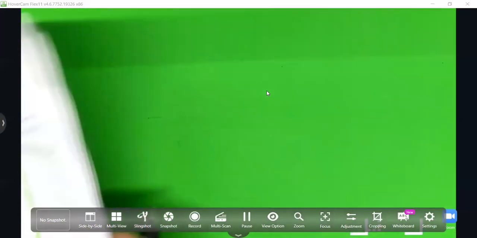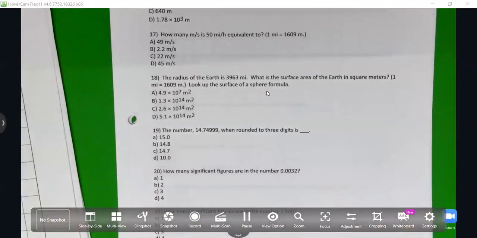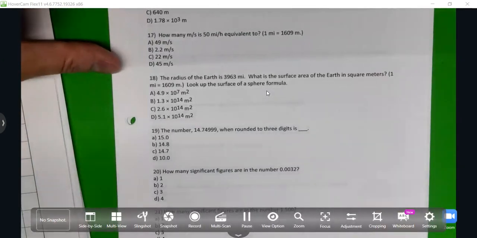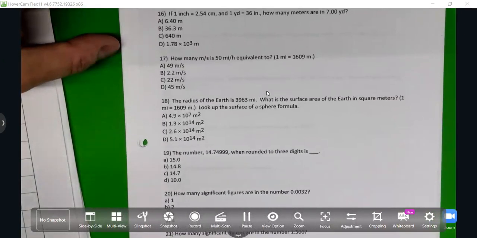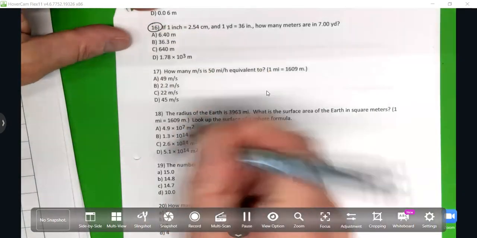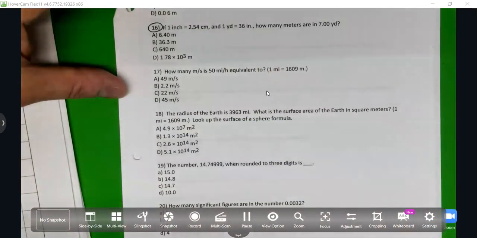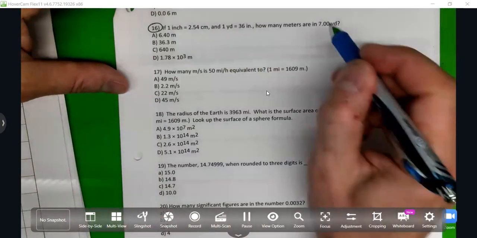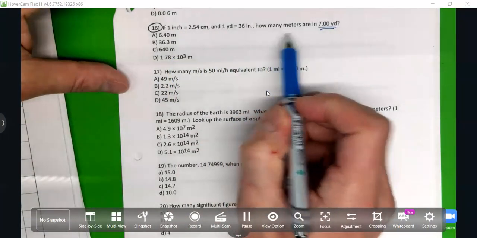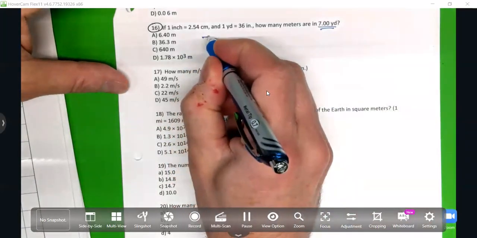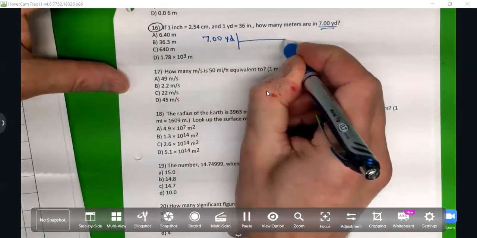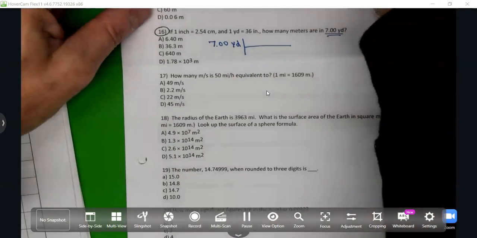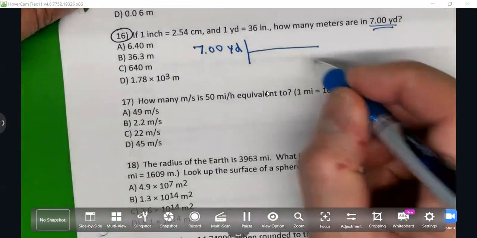Let's do a little review real quick. So I'm going to pick one out of here. I'm just going to do 16. So how many meters are in 7 yards? It's going to look something like that. I know right away I need to put a yard down here.